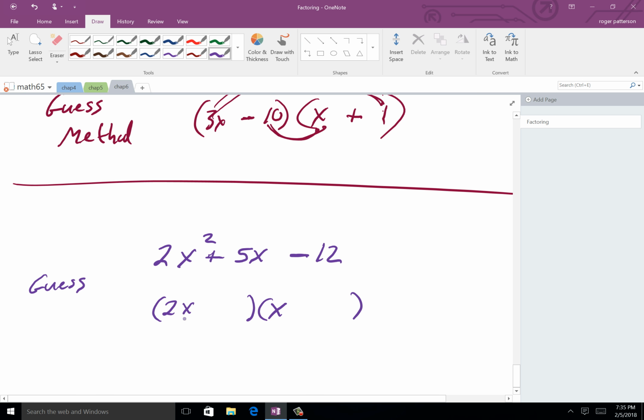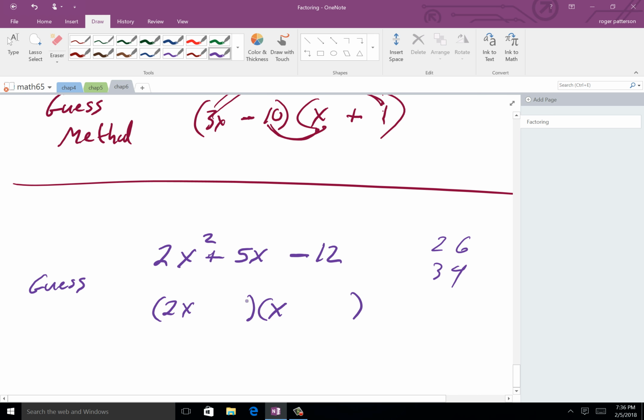Now we need some factors of 12. Now look, we got a 5 here, okay? So I probably don't want to use 1 and 12. I just think that the 1 and 12 is going to be too big. I could be wrong. I was wrong in the last one. So what do you want to try? We got 2 and 6 are factors of 12. 3 and 4 are factors of 12. Which one should we try?